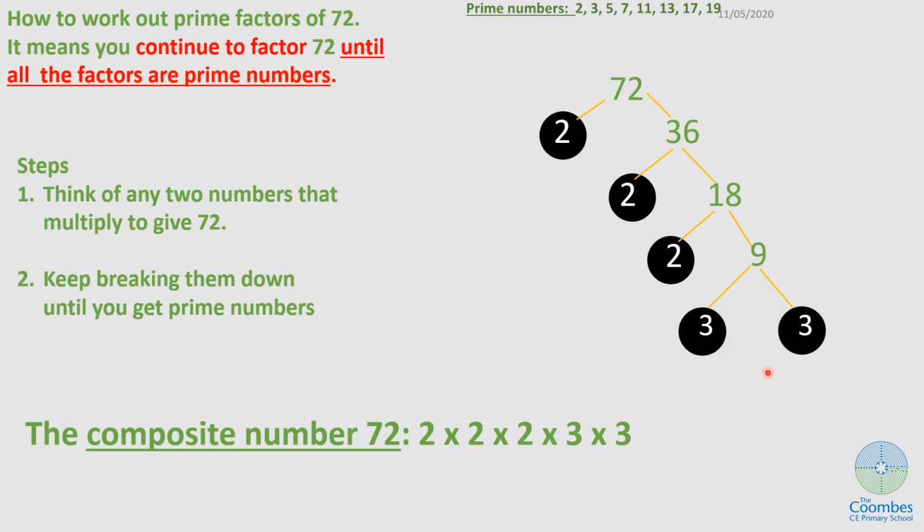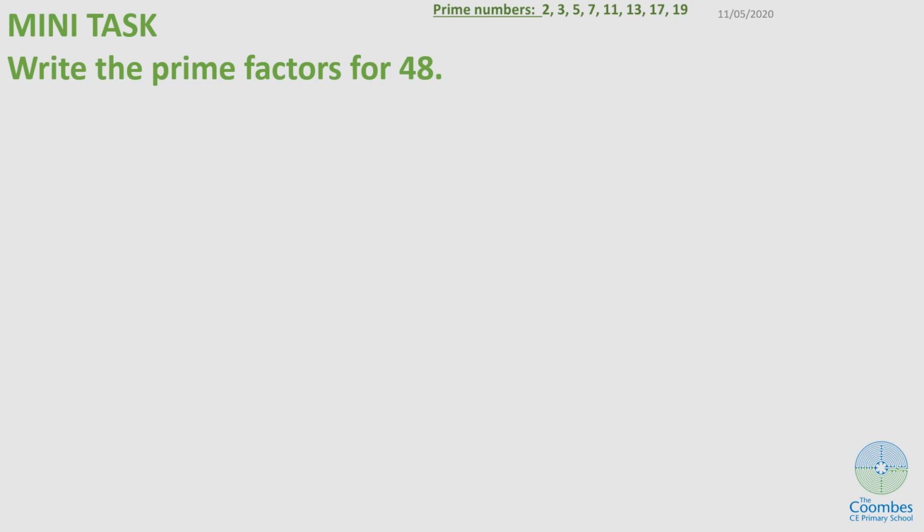Now I have got all my prime factors of 72 and I can list them below. The prime factors of 72 are 2, 2, 2, 3, and 3. Now what I want you to do is to pause the video here, try working out all the prime factors of 48. We'll check it in the next slide.